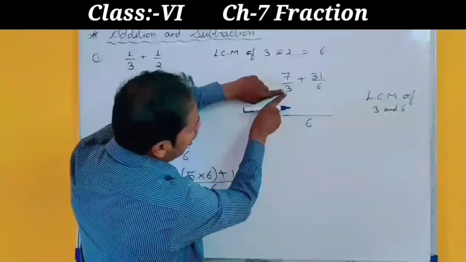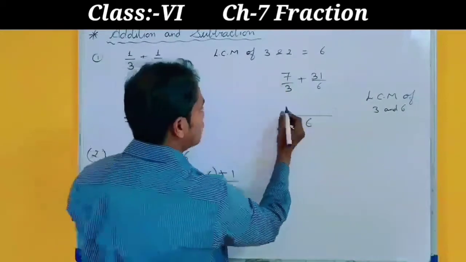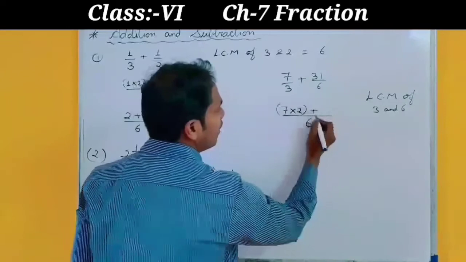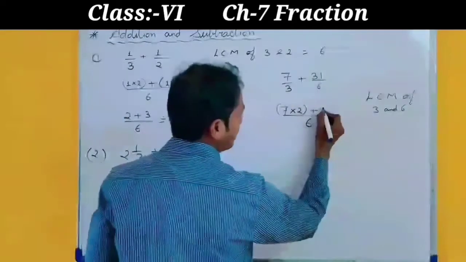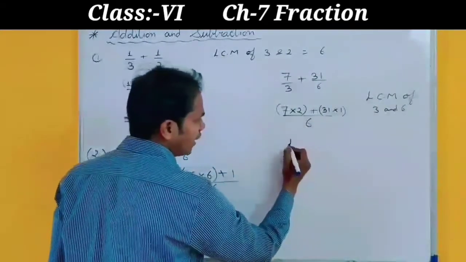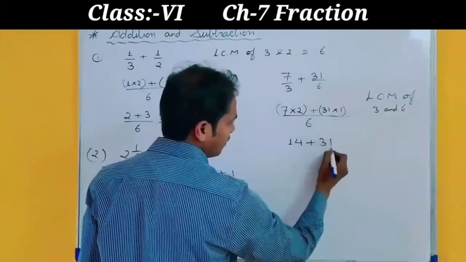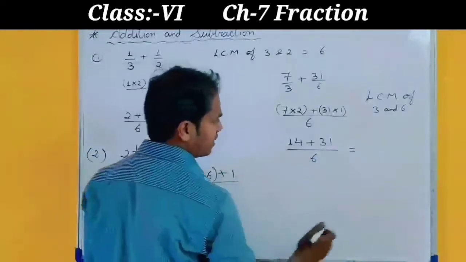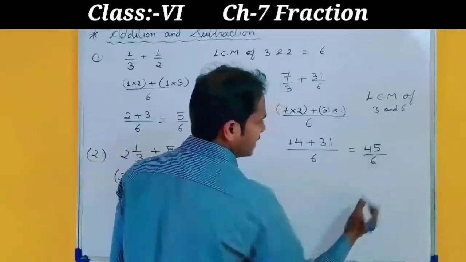Now again count how many times your LCM 6 comes in the table of 3. 3 2s are 6, 2 times. So 7 multiplied by 2. And how many times does 6 come in the table of 6? 6 1s are 6, 1 time. So 31 multiplied by 1. 7 2s are 14 and 31 1s are 31, divided by 6. Okay. So 14 plus 31 is equal to 45. 45 divided by 6.